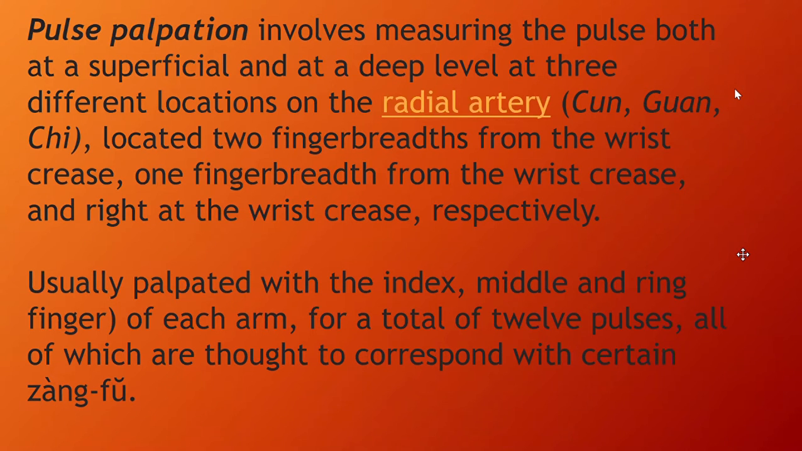Usually, they are palpated with the index, the middle, and the ring finger. In traditional Western medicine, we just do it with one finger, but with traditional Chinese medicine, it is three fingers, for a total of 12 pulses, usually palpated with the index, middle, and ring finger of each arm, all of which are thought to correspond with a certain Zang Fu.